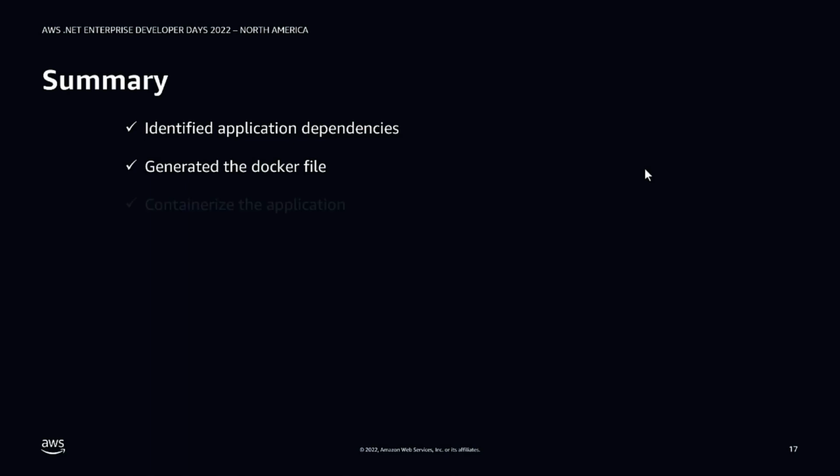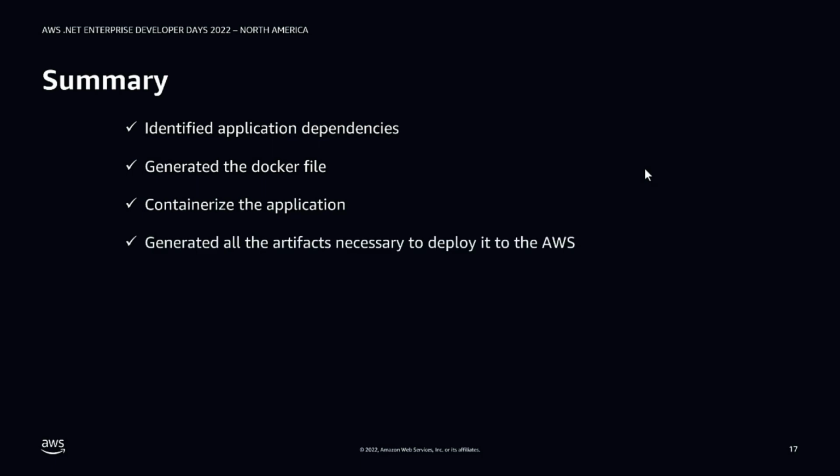So let's summarize what we have done so far. Number one, with App2Container, we have identified all the application dependencies for our nopCommerce application. Second, we generated the Dockerfile. Then we containerized our application. App2Container helped us to create all the artifacts necessary to deploy it to our AWS cloud.